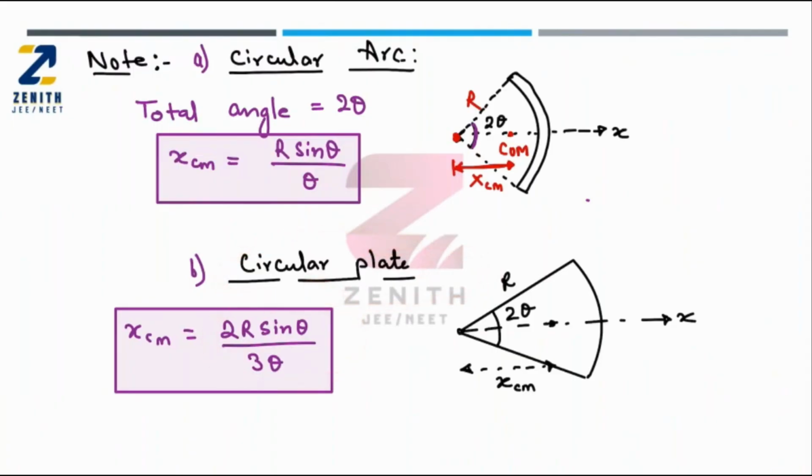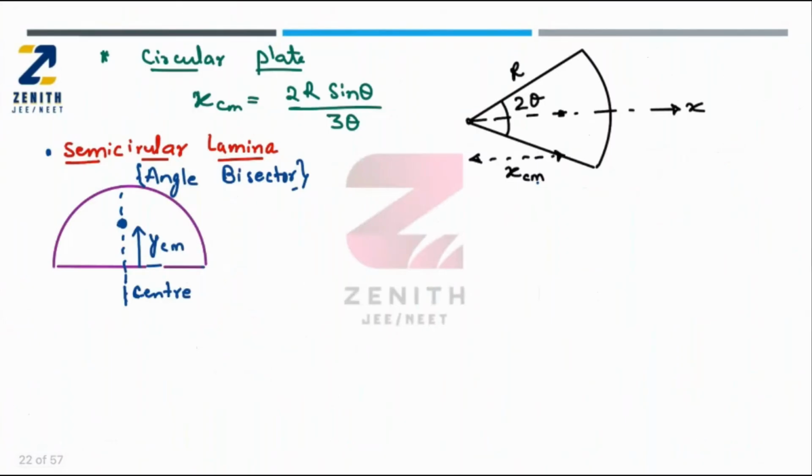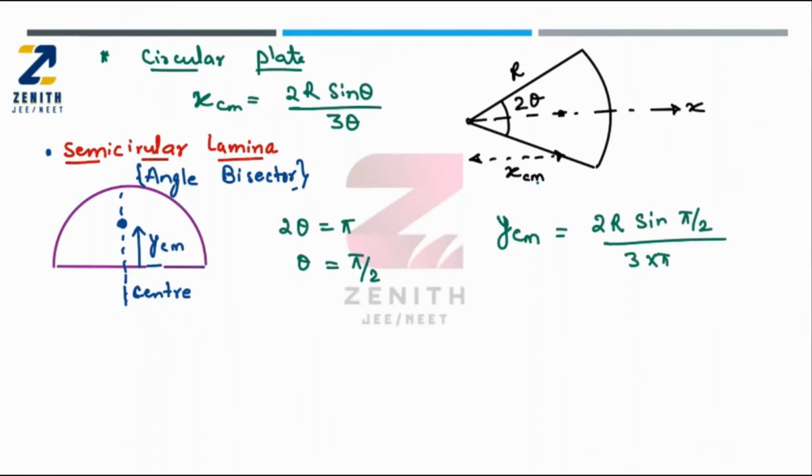So let us suppose this 2 theta is pi, that means it will become a semicircular lamina. So if 2 theta is pi, can I say theta is equal to pi by 2? Right? That means the y center of mass for this semicircular lamina, which you already know is 4r by 3 pi. I'm discussing how that result came by using this standard result. So 2r sine pi by 2 over 3 into pi by 2. Fine. So what is this value? Sine 90 is 1, and this will become 4r by 3.